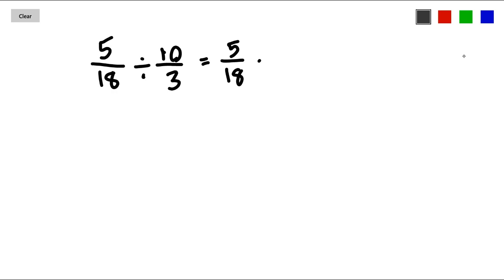Let's say that we had 5 over 18 divided by 10 over 3. We have two fractions here, and we don't have any parentheses or any exponents, so we go right into the division operation. This is the same as writing 5 over 18 times 3 over 10. To multiply fractions, you just go straight across. So I'll have 5 times 3 in the numerator, which is 15, and 180 in the denominator.